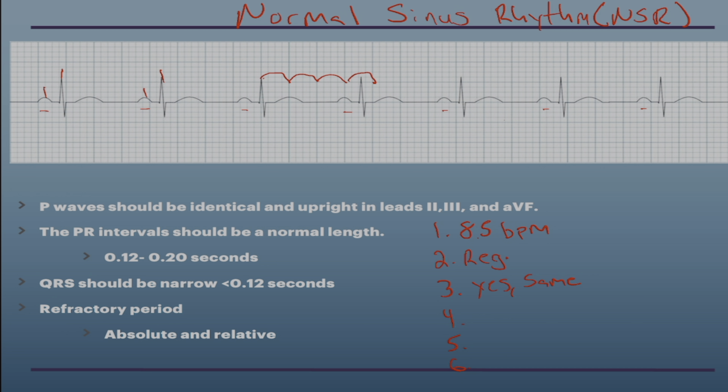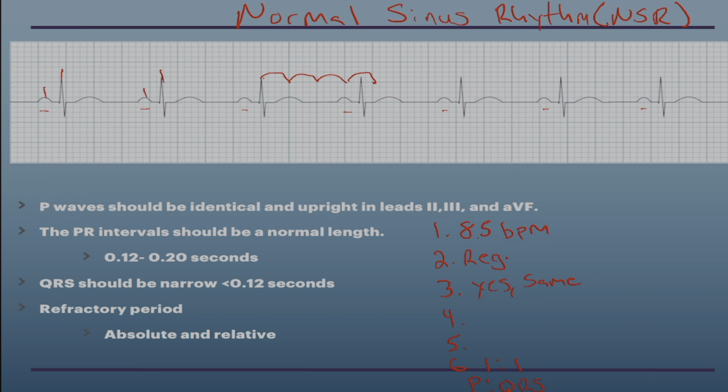This is also a good time to ask yourself, is there a P wave for every QRS? And I can count that and say, yeah, there's 1, 2, 3, 4, 5, 6, 7 P waves and there are 7 QRS complexes. So my P to QRS ratio is a 1-to-1 ratio.